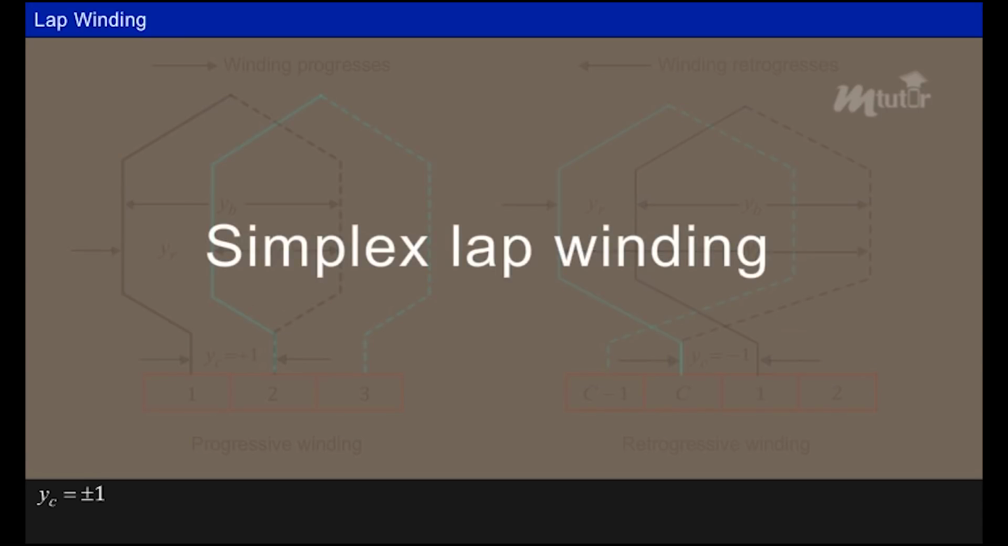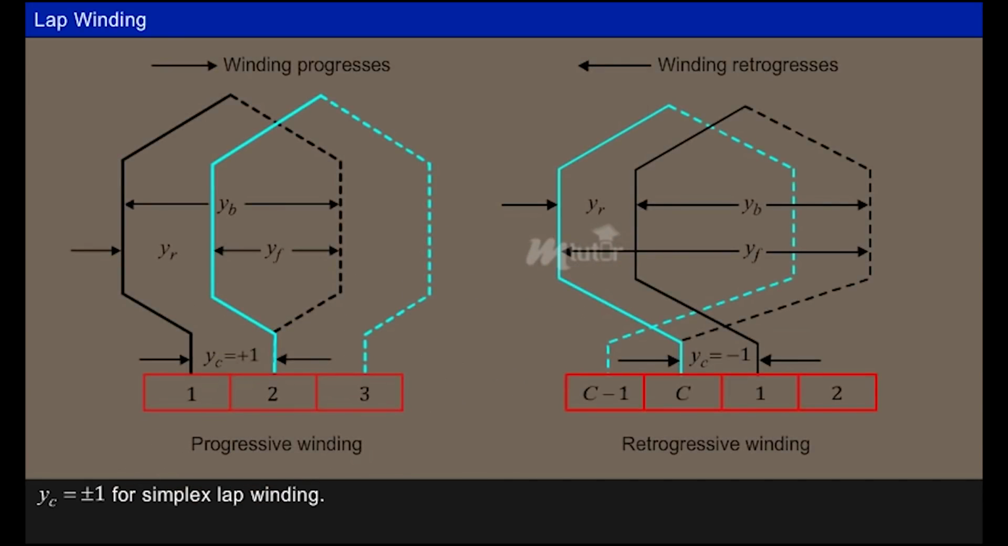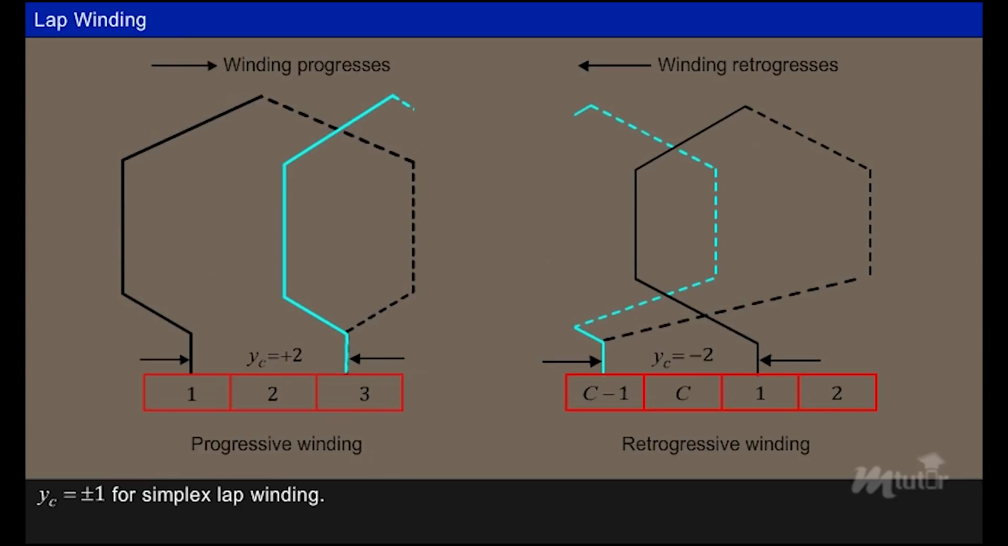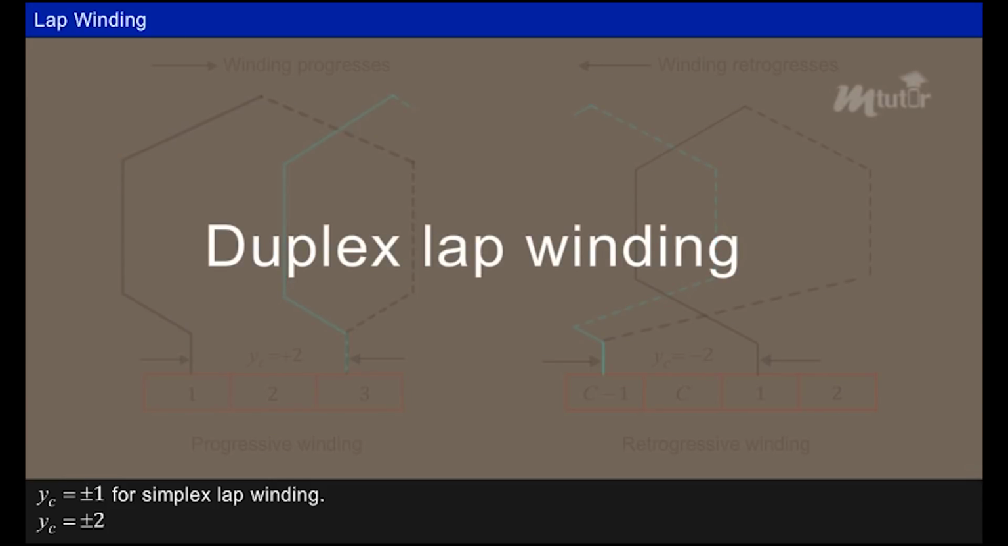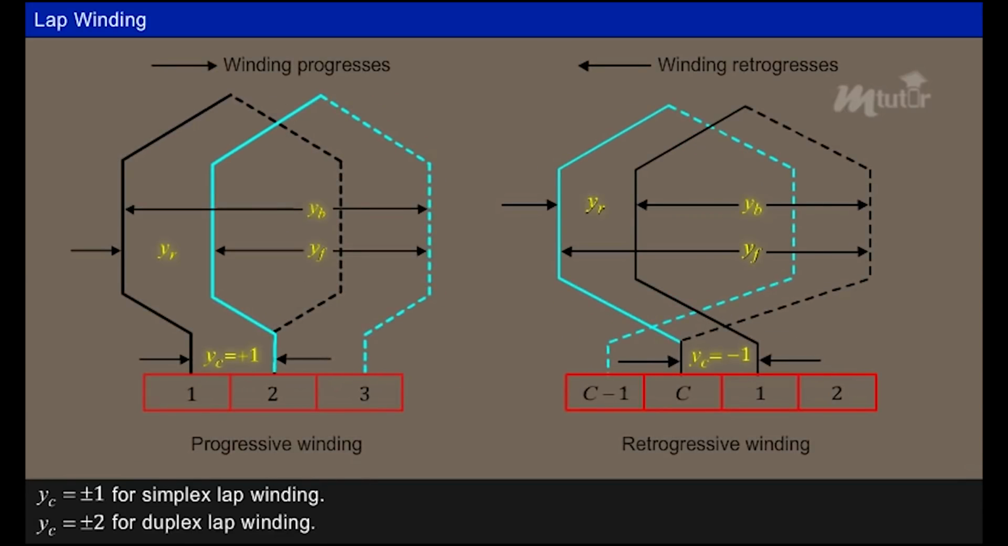The displayed windings are of the simple type of lap winding, as the distance between the two consecutive coils is equal to 1 commutator segment. If the distance between the two consecutive coils is equal to 2 commutator segments, as illustrated, then this type of lap winding is referred to as the duplex winding. These terminologies are essential in order to design the armature winding.